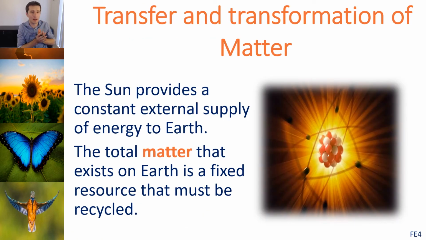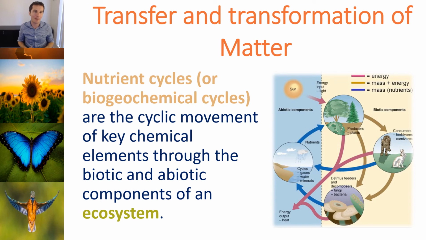Shifting gears a little bit now, we've looked at the fact that the sun provides a constant external supply of energy to Earth. But we're going to now look at the transfer and transformation of matter, not energy. So the total matter that exists on Earth is actually fixed, and resources must therefore be recycled. I know that it's not completely fixed because yes, we do get some meteorites come in and we do lose some matter as satellites, but for the most part it is a closed system when we look at matter because matter is not entering or leaving there.